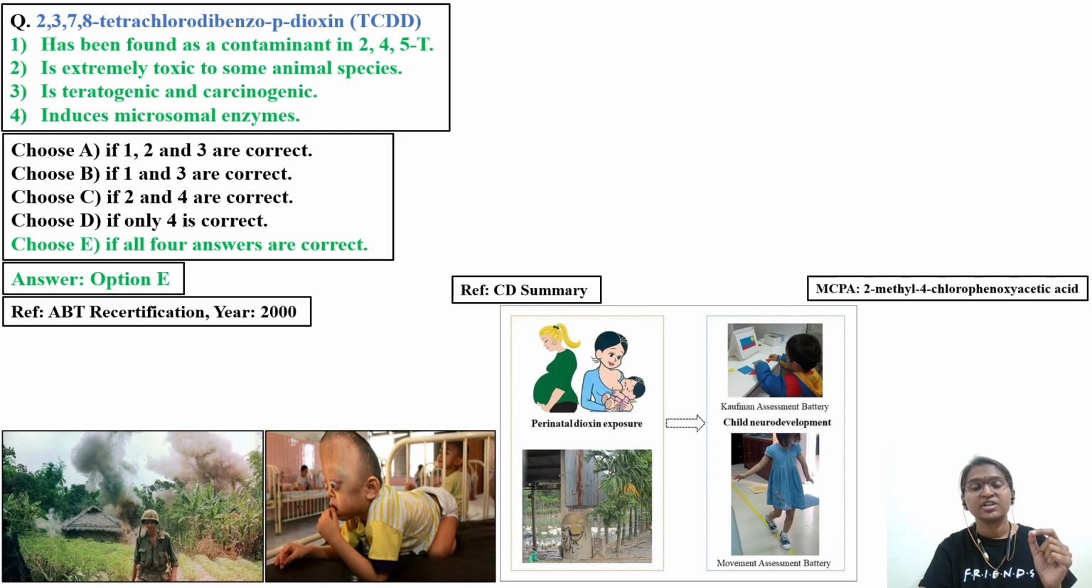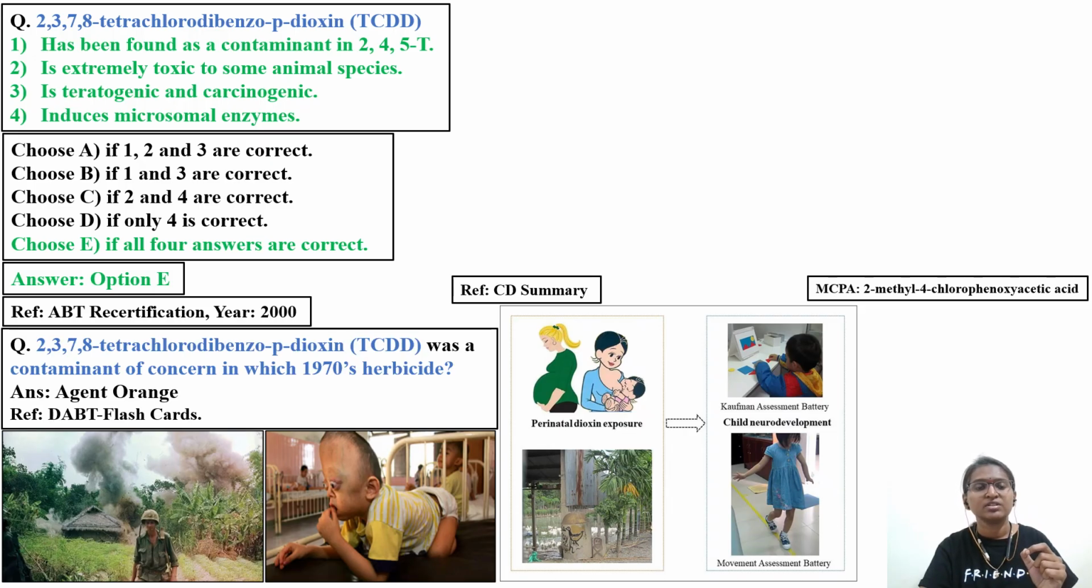TCDD is teratogenic and carcinogenic. TCDD induces microsomal enzymes. The right answer will be in the green text, that is all four statements. TCDD is a contaminant in 2,4,5-T production, toxic to some of the animal species, particularly guinea pig. LD50 will be in microgram per dose, and this TCDD is teratogenic as well as a cancer-causing agent and induces microsomal enzymes.